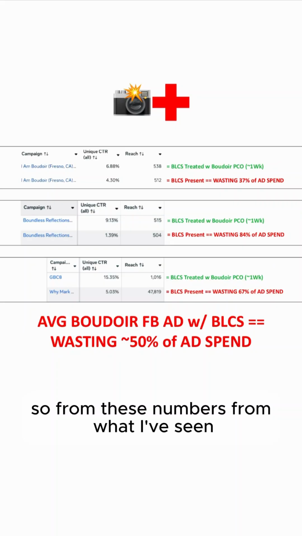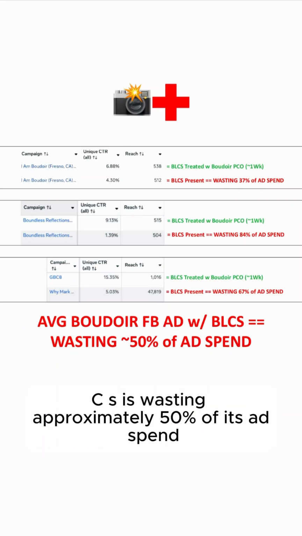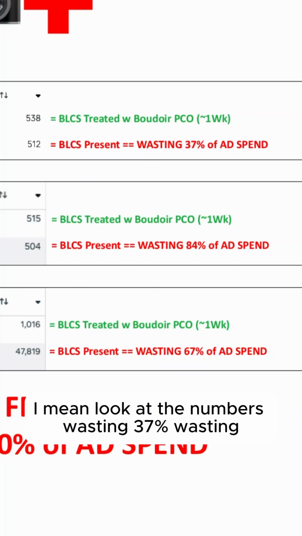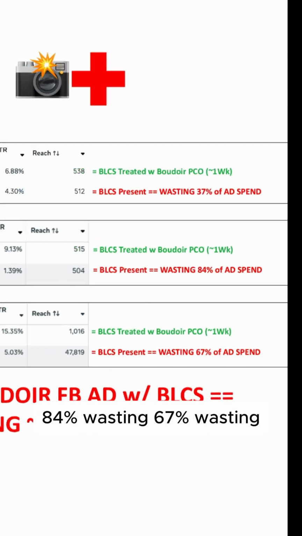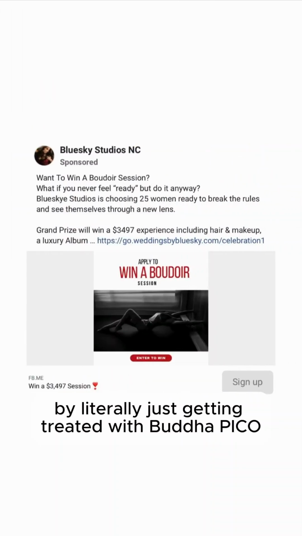So from these numbers, from what I've seen, the average boudoir Facebook ad with BLCS is wasting approximately 50% of its ad spend. I mean, look at the numbers, wasting 37%, wasting 84%, wasting 67%, so it's wasting approximately 50% of its ad spend. Treated with Boudoir Pico.